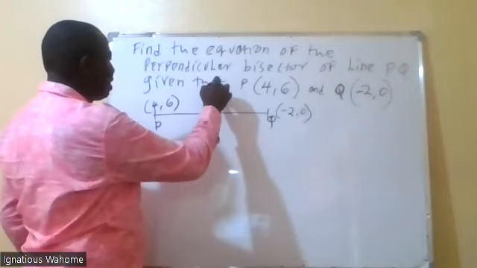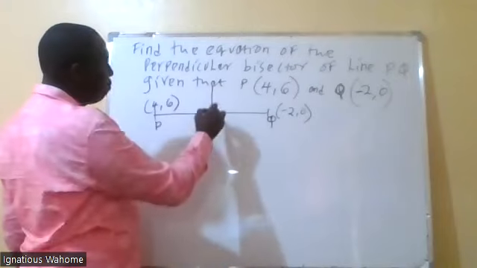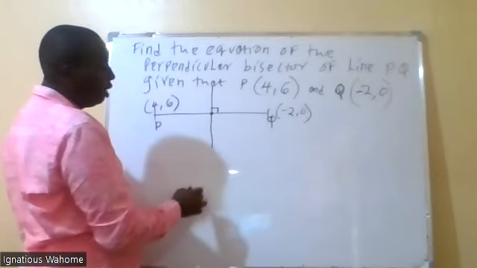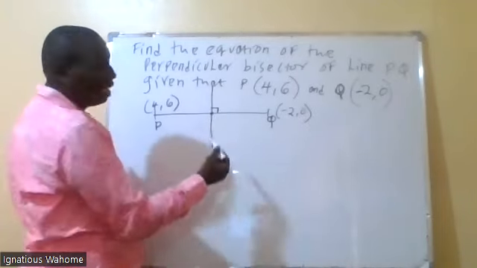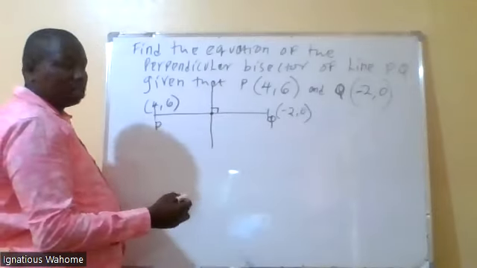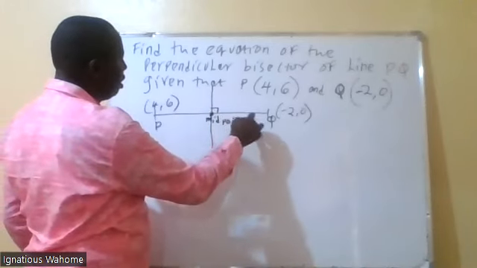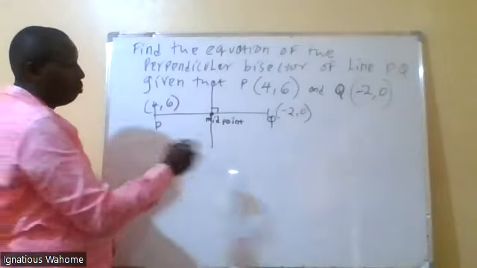The perpendicular bisector is a line that is passing through the midpoint of PQ, and it is perpendicular to PQ. Perpendicular means it intersects this line at an angle of 90 degrees. So therefore, this one is a midpoint. So that line passes through the midpoint of PQ.